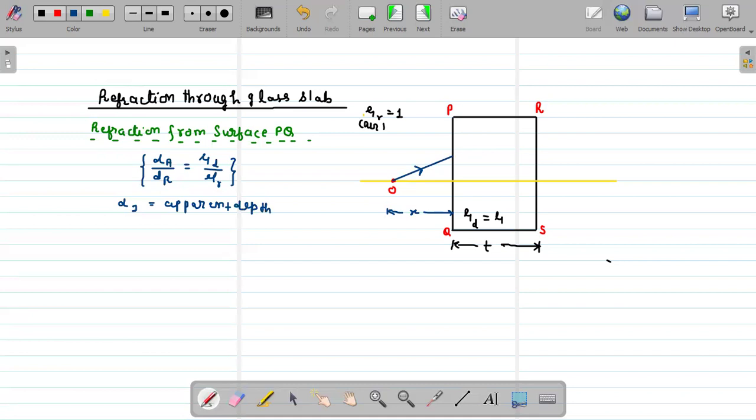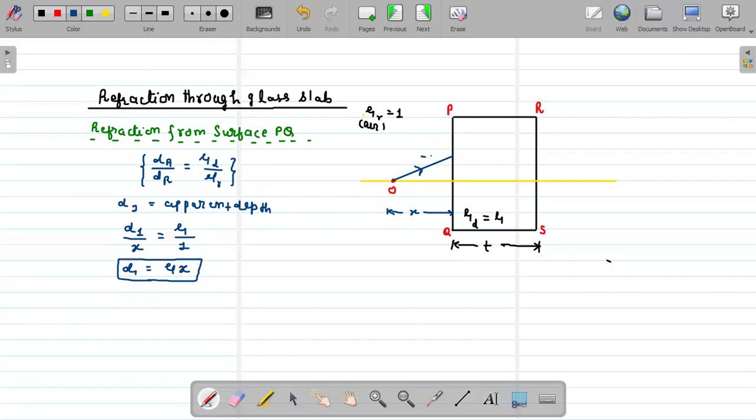Now apply this formula. The apparent depth is D1, so D1 divided by x is equal to the refractive index of the denser medium, mu, divided by 1. From here you will get D1 is equal to mu x. So D1 is equal to mu x is the apparent depth from this surface PQ.